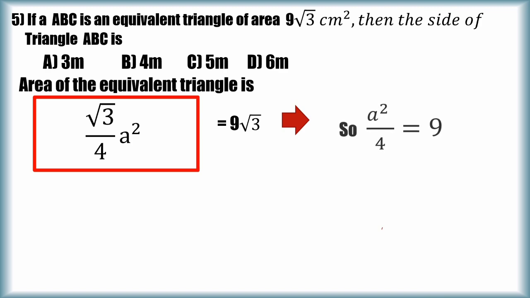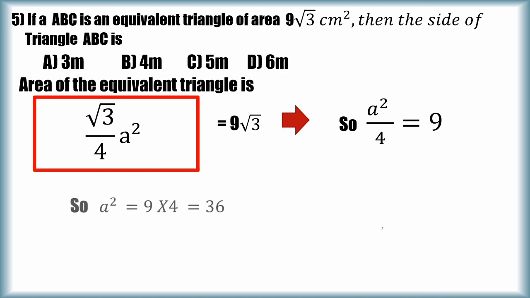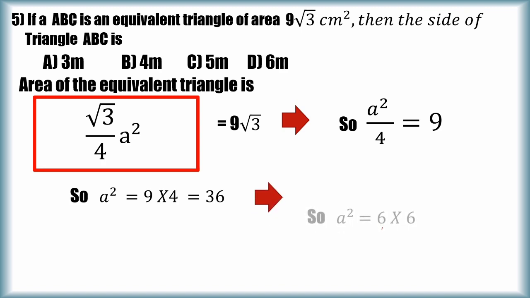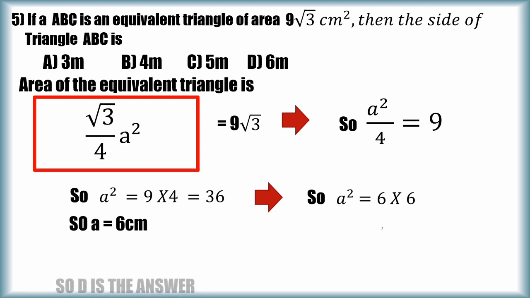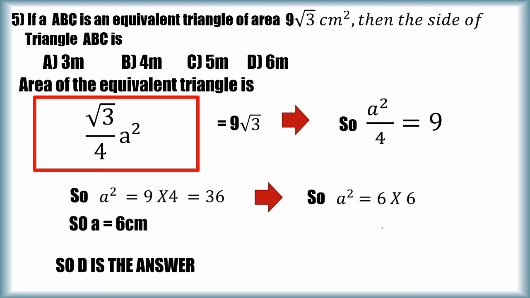√3 is getting cancelled. Then we have a squared by 4 equivalent to 9. This 4 is taken to the right hand side. From division it is applied to the right hand side as multiplication. Then a squared equal to 9 into 4, that is nothing but 36. So a squared equivalent to 6 into 6. So a equal to 6 centimeters. The plus or minus 6 is ruled out because of the centimeter. So 6 centimeters is the answer. So D is the correct answer.